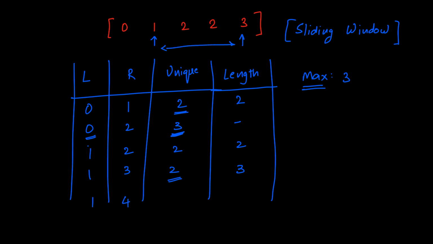Now we are looking at this window. In this window, there are a total of 3 unique fruits, which do not meet the criteria, so we cannot use it as is. This time we'll increment our left pointer to shorten the window.